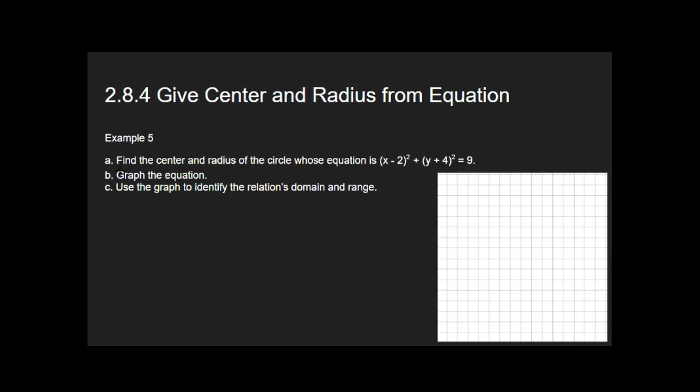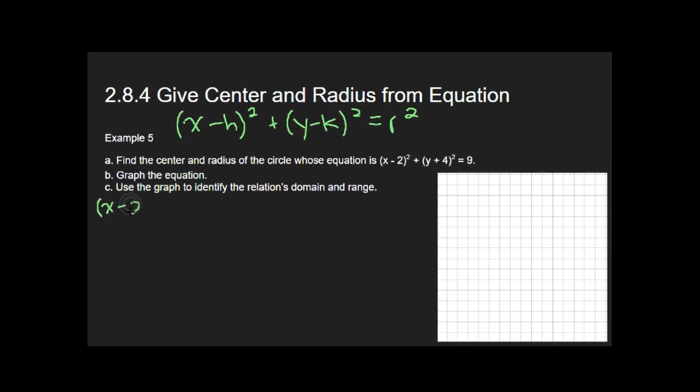The way we do this is we just identify the parts, right? Let me go ahead and rewrite our general equation up here. (x - h)² + (y - k)² = r². Okay, so we know that the x value of the center is h, the y value of the center is k, and the radius, of course, is r. So let's go ahead and change this equation that we were given into that form.